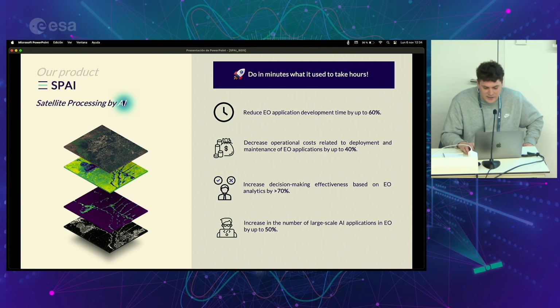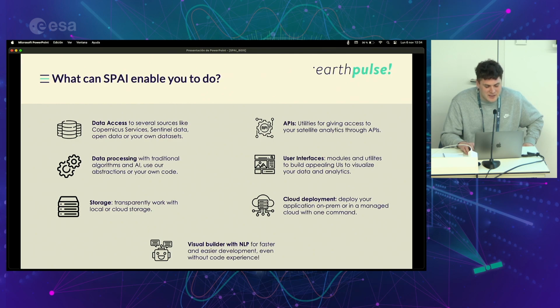What will this enable you to do? Reduce the time that you need to develop Earth observation-based applications and make you more productive in the end. In terms of features, we will provide simplified data access for Copernicus services data, Sentinel data basically, right now. Also data processing with your own algorithms or our AI models through our API.